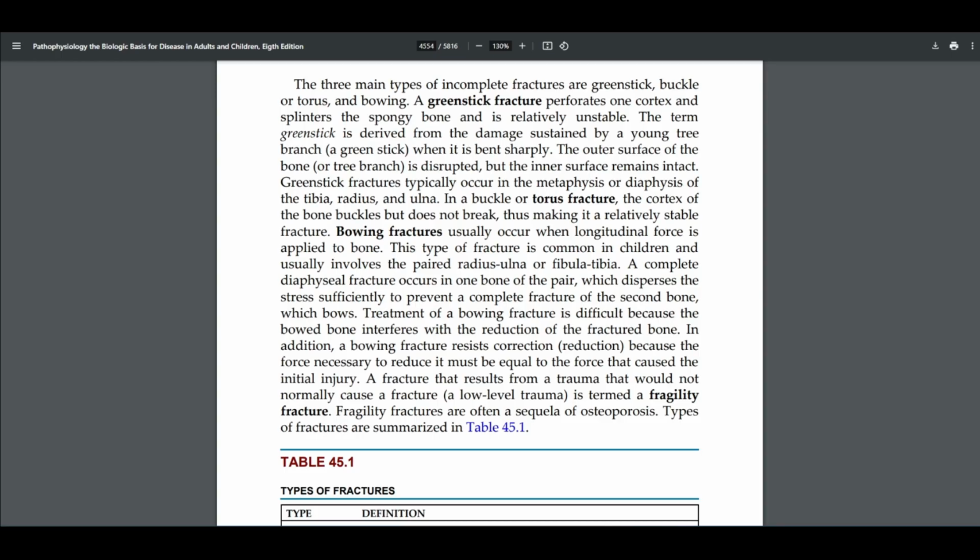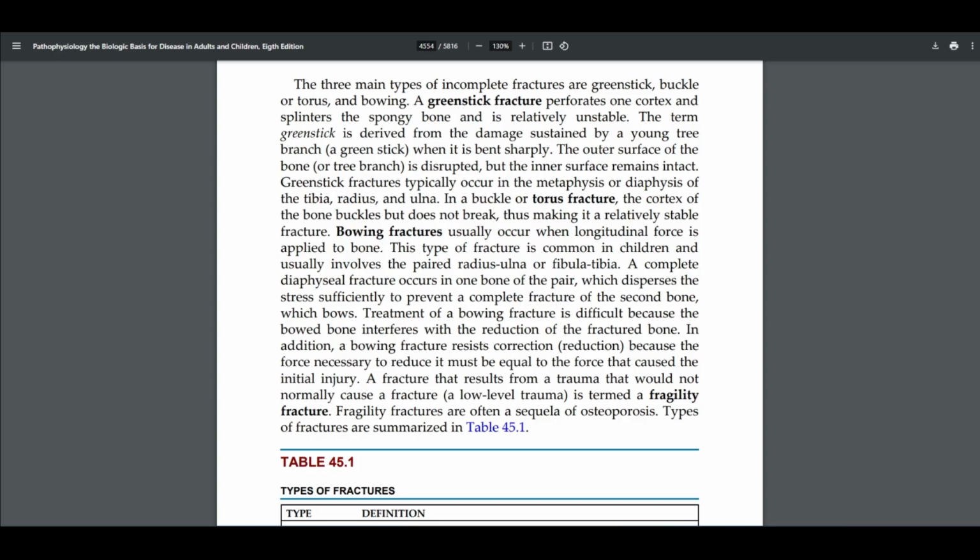In a buckle or torus fracture, the cortex of the bone buckles but does not break, thus making it a relatively stable fracture. Bowing fractures usually occur when longitudinal force is applied to bone. This type of fracture is common in children and usually involves the paired radius and ulna or fibula and tibia.